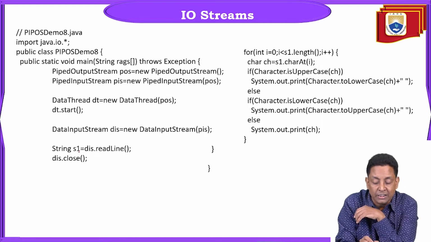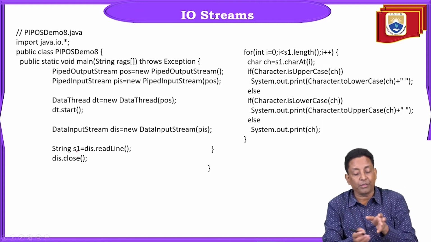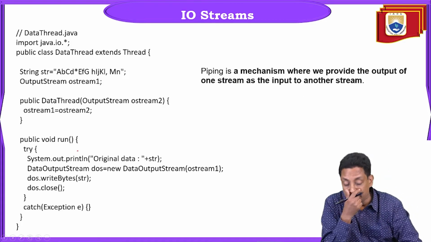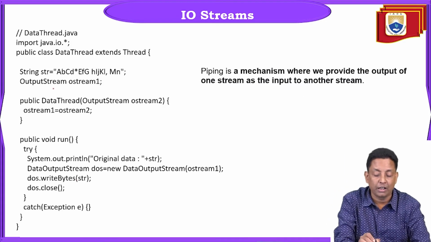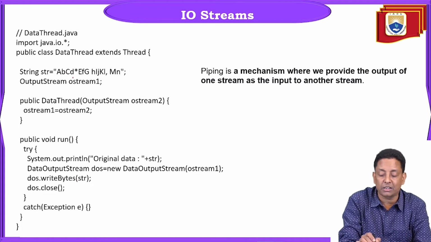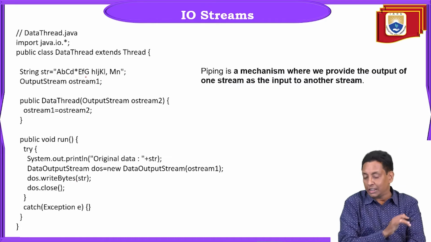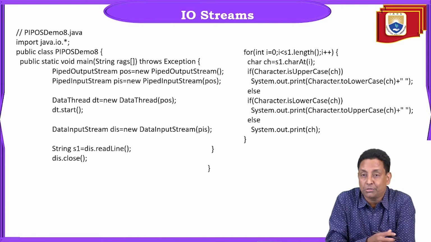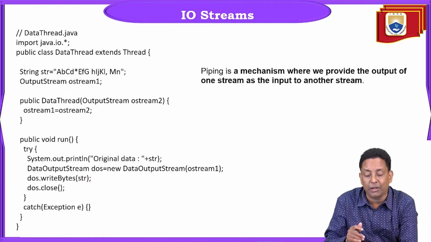Once it is taken into one string, this complete string will come: capital A, small letter b, capital C, small letter d, asterisk, capital E, small letter f, capital G, like that. Such a string comes here into s1. If you print that s1, the data will be printed directly.